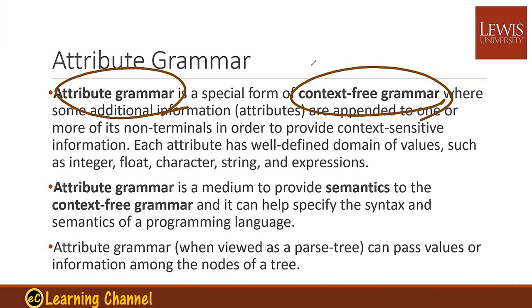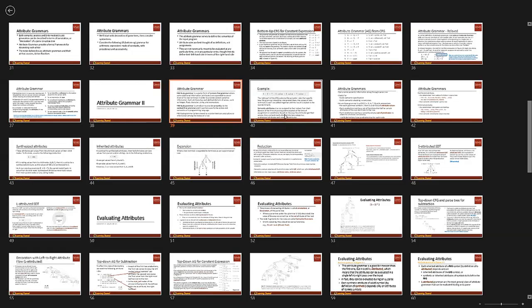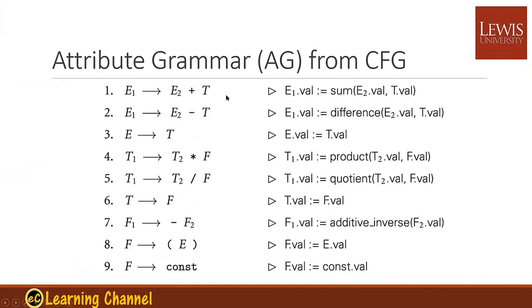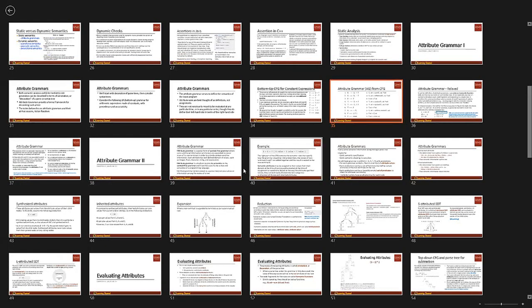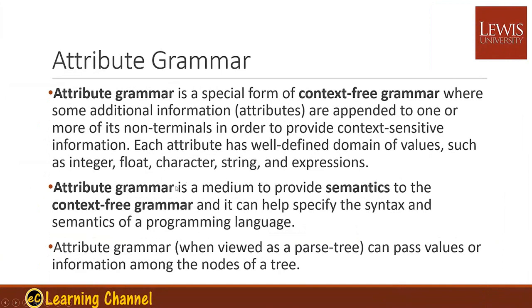Yes. So actually it is a context-free grammar in a way that you have a left-hand side and a right-hand side, and you add values to it, okay? So attribute grammar is a medium to provide semantics to the context-free grammar, yeah? So we knew that. Okay, next one.